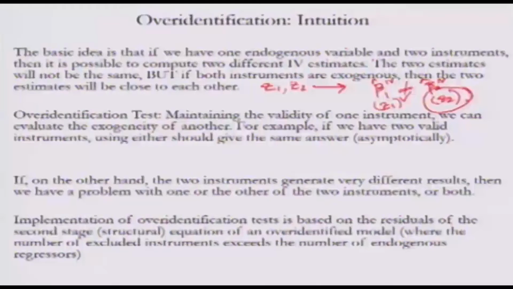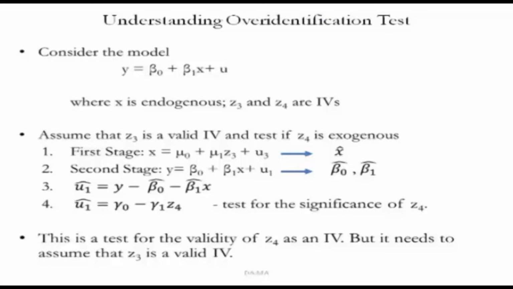Now, implementation of over-identification tests is based on the residuals of the second stage equation of an over-identified model, where over-identified model just means that the number of excluded instruments is greater than the number of endogenous regressors. And we will just see how this is done.